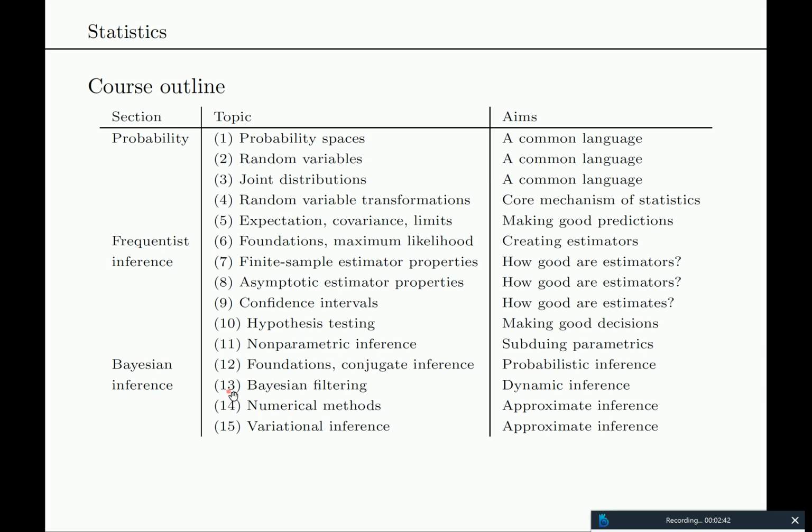So in Bayesian inference, today we will discuss foundations and conjugate inference, which is the analytical way to do Bayesian inference. Then next time we're going to discuss the very important topic of Bayesian filtering: Kalman filter, Rauch-Tung-Striebel smoother. And then we're going to discuss numerical methods. This was, I think, initially called Markov chain Monte Carlo. It's still, if you want, Markov chain Monte Carlo, but it's more leading up to it, because to understand what's going on with MCMC, you need to have quite some background.